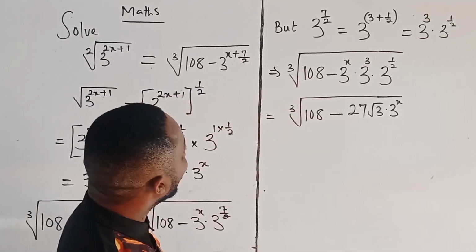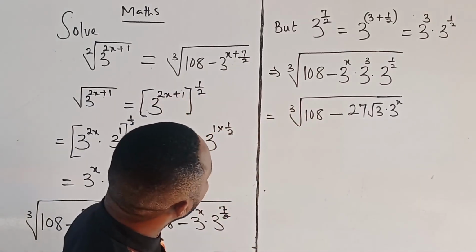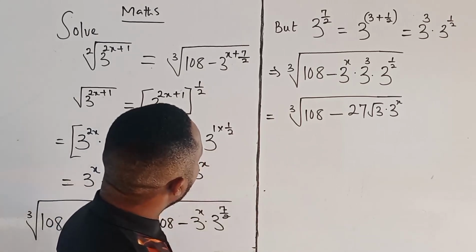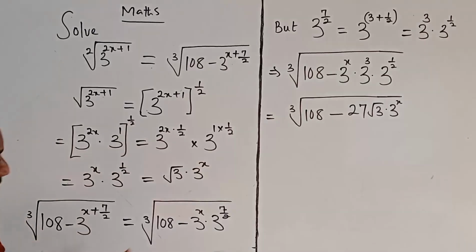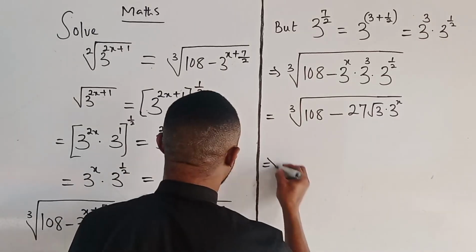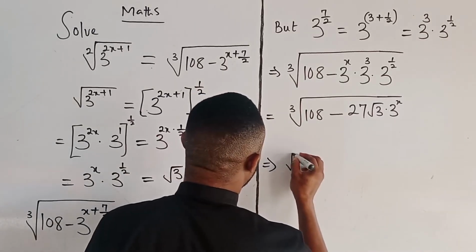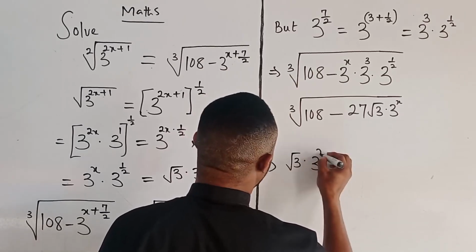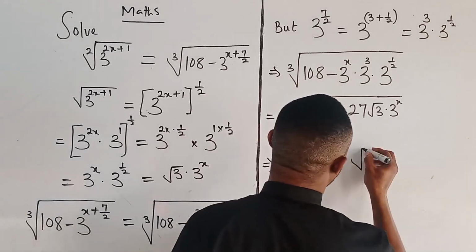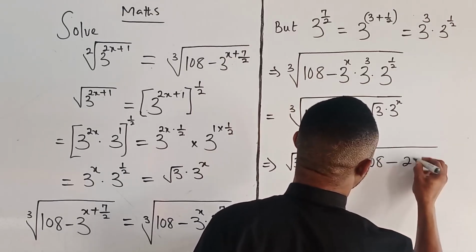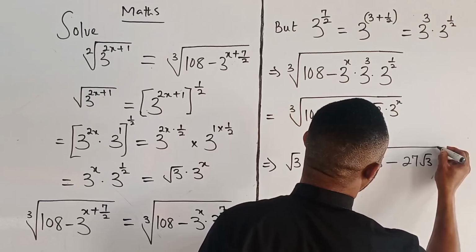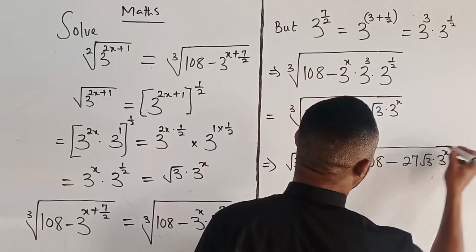So with this distinct expression on the right, I can then merge the left and the right hand side together. So we are now going to be having the square root of 3 multiply 3 to the x is actually equal to the cube root of 108 minus 27 rad 3 multiply 3 to the x.